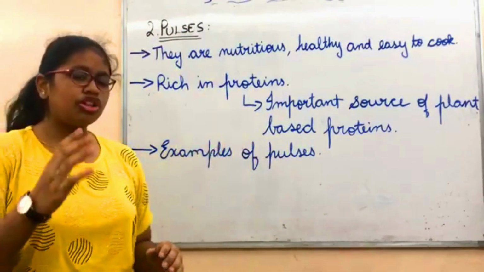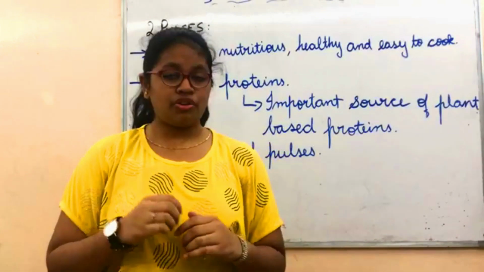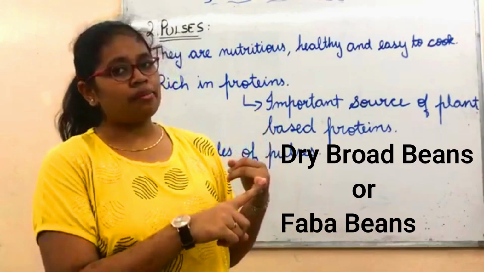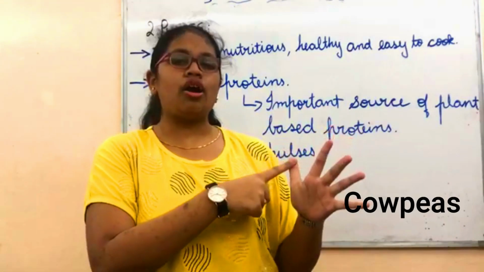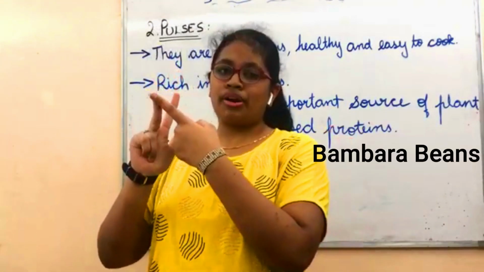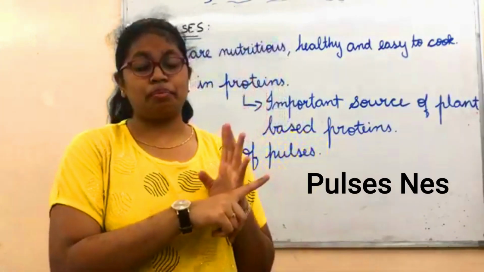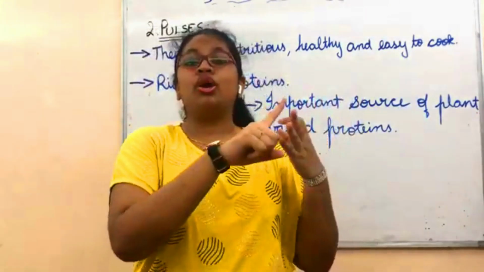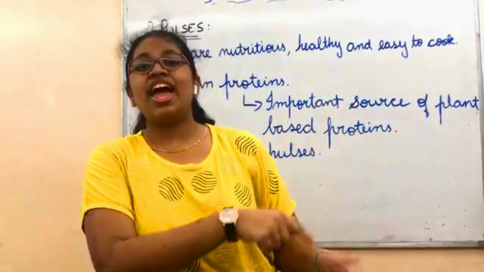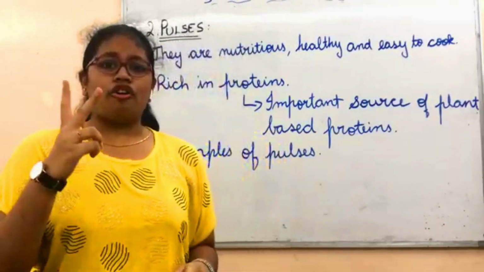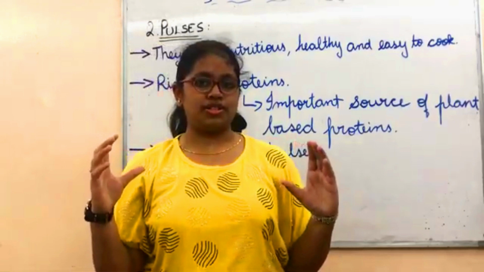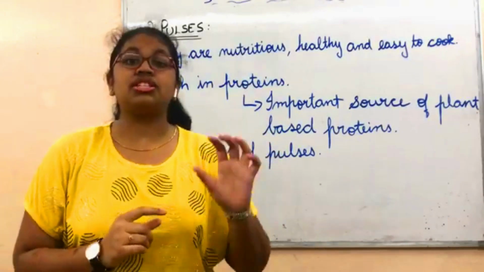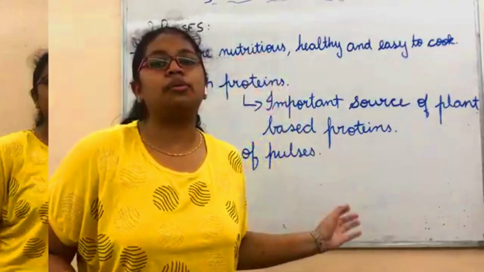Examples of pulses. The United Nations Food and Agriculture Organization recognizes 11 types of pulses, which are dry beans, dry broad beans or faba beans, dry peas, chickpeas, cowpeas, pigeon peas, lentils, bambara beans, vetches, lupins, and minor pulses. Minor pulses are pulses like hyacinth beans, jack or sword beans, winged beans, guar beans, velvet beans, and yam beans. Pulses are of two categories: major pulses and minor pulses. The first 10 pulses fall under the category of major pulses, and the last one, which is minor pulses, falls under the category of minor pulses.